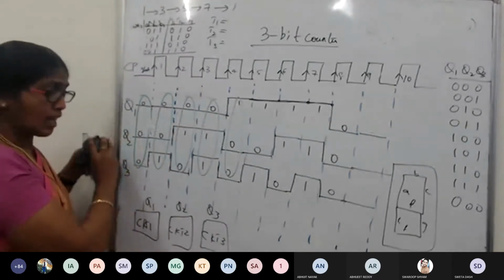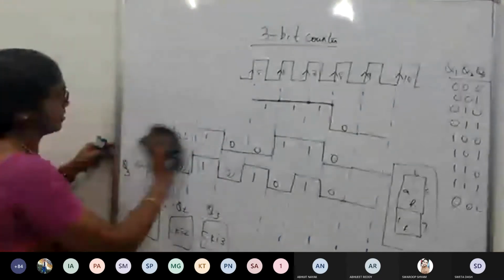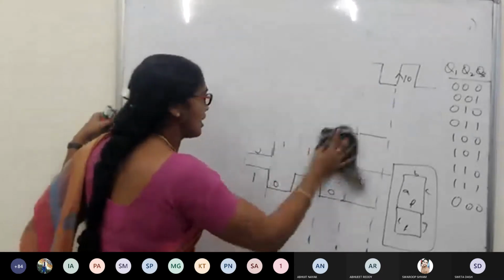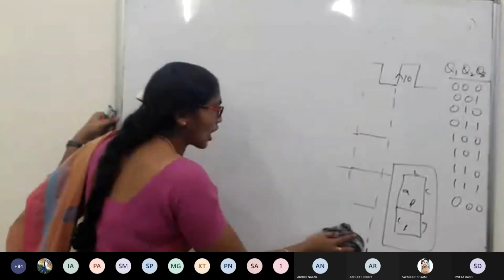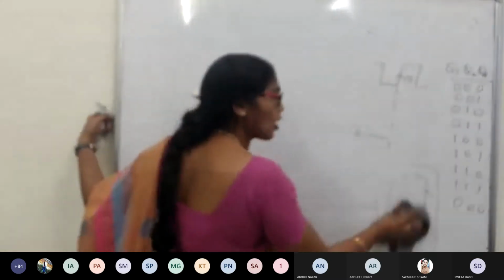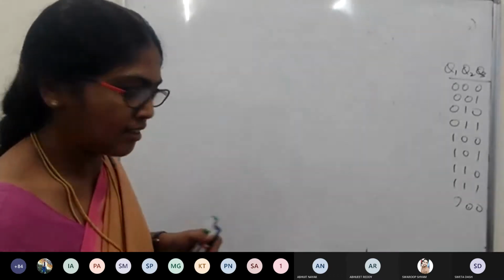I'm erasing it. Now, if I am taking a counter which will count up, up means it is following a regular sequence. In fact, it is a 3-bit up counter. Don't you feel it is a 3-bit up counter? Why? Because it is moving from 0 upward. Yes, it is an up counter. So now can we do a down counter?